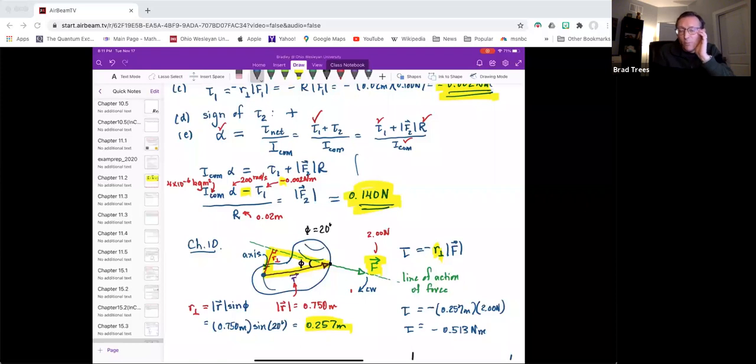Does that make any sense? Does that help any with just kind of solidifying understanding of torque? Yeah, thank you. Okay.